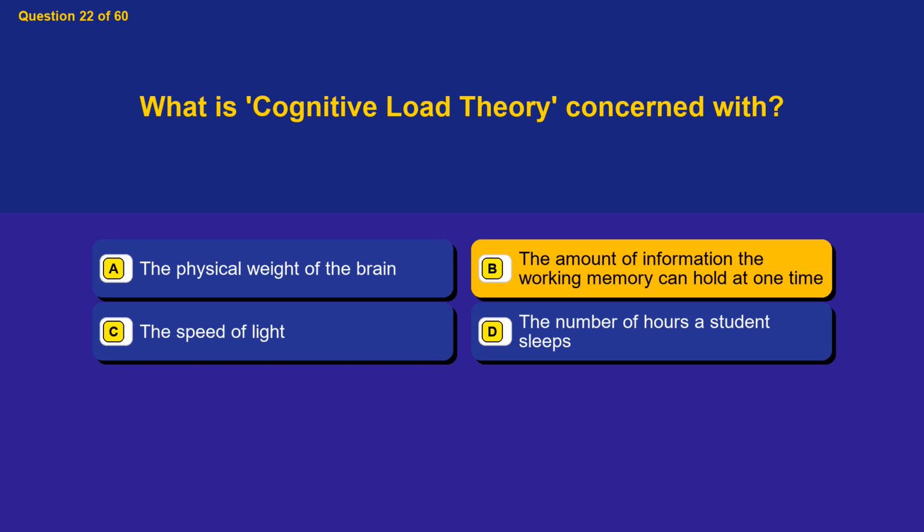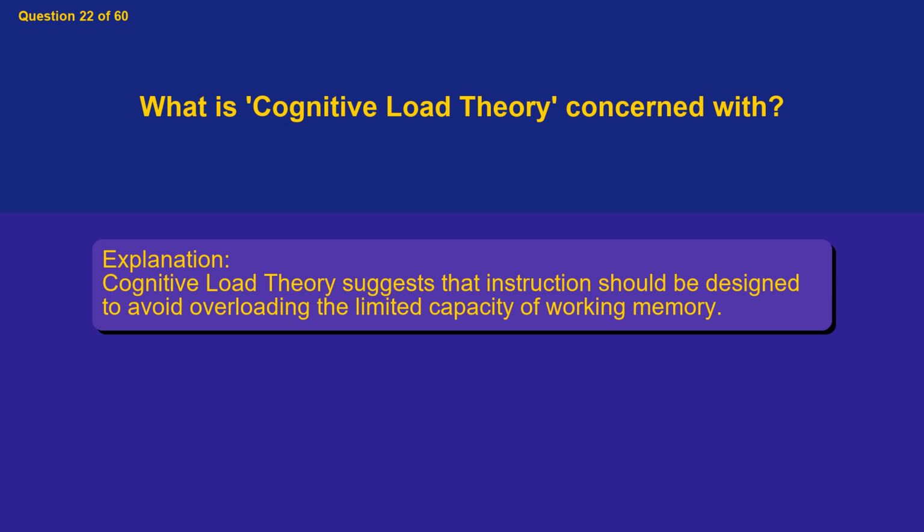The correct answer is option B. The amount of information the working memory can hold at one time. Cognitive load theory suggests that instruction should be designed to avoid overloading the limited capacity of working memory.